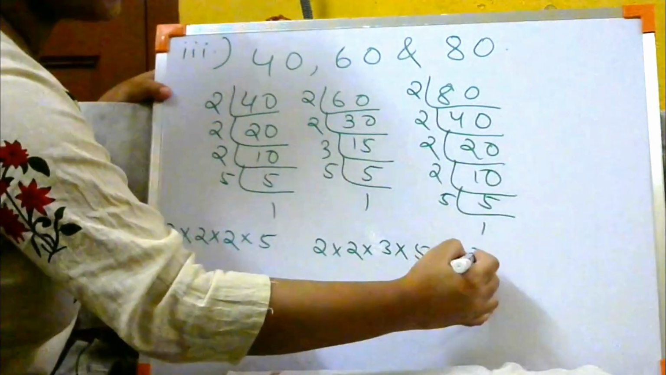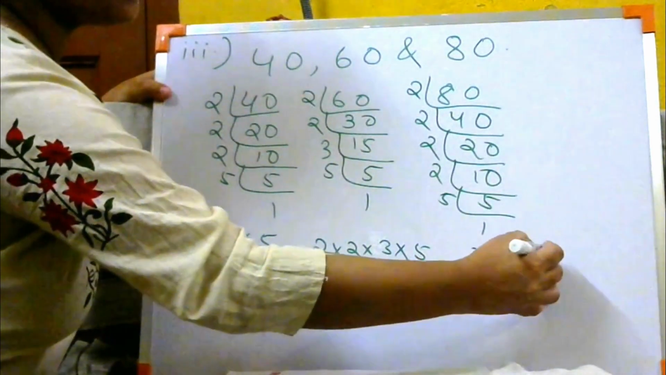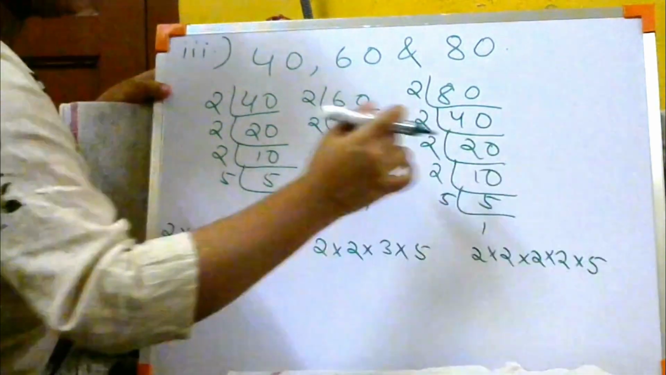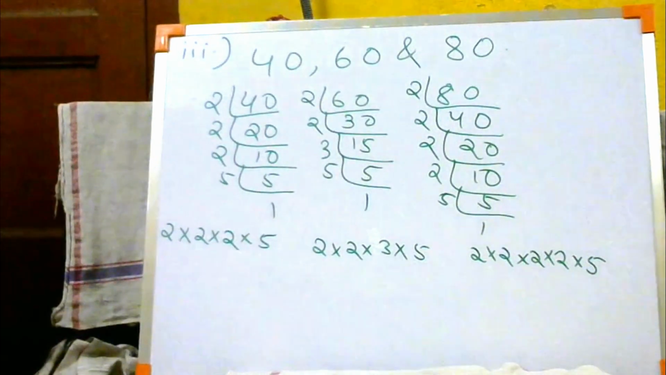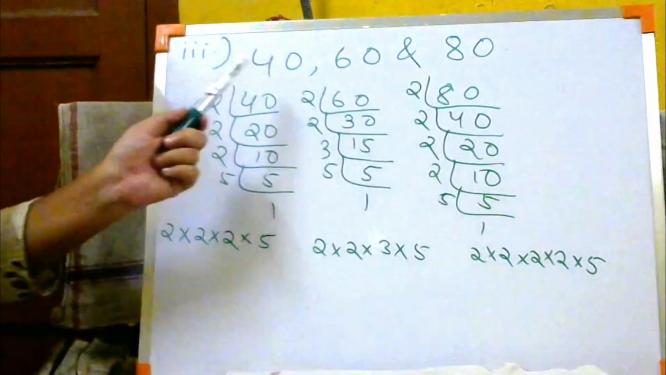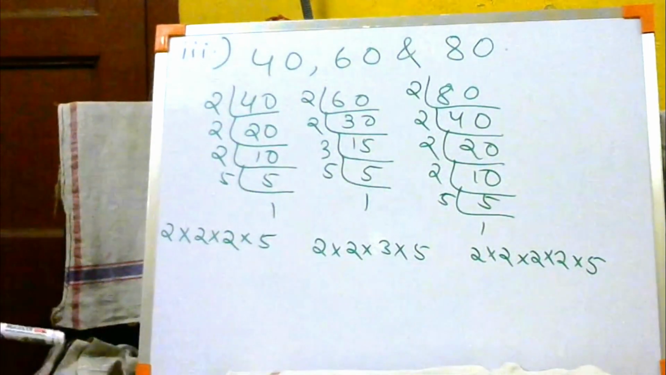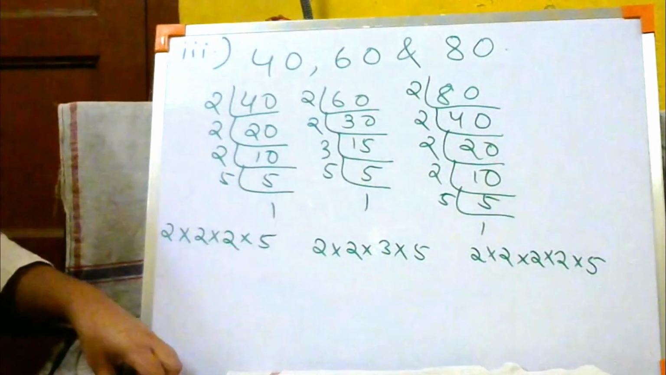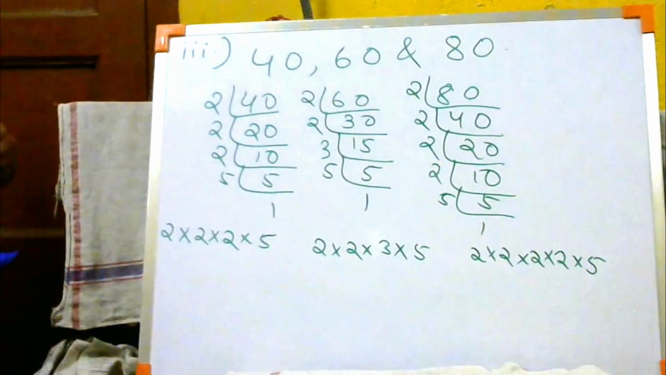So what are the factors over here? 2 into 2 into 2 into 2 into 5. There are four 2s, so 1, 2, 3, 4, into 5. Clear? Now can you see the numbers over here? These are the prime factors of the given numbers, 40, 60 and 80. Now what are the common factors over here? In all three of them, which are the common factors? Let us circle the common factors first.